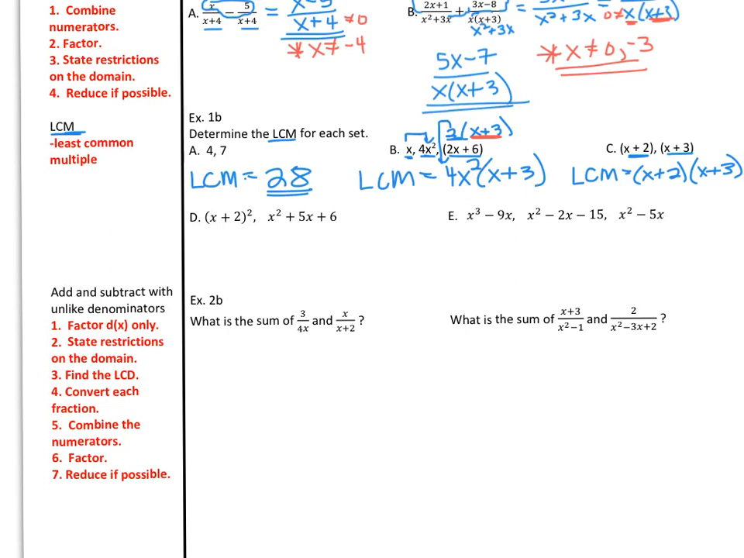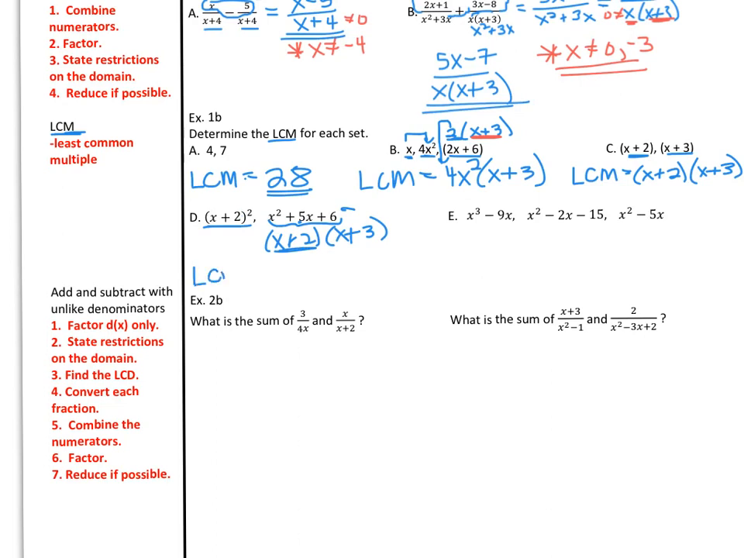x plus 2 squared and x squared plus 5x plus 6. So x plus 2 squared means there are two x plus 2 parentheses. x squared plus 5x plus 6 means we're going to factor. Two numbers that multiply to get 6 but add to get 5 would be x plus 2 and x plus 3. So now for our LCM, in that first term, notice we have x plus 2 twice, but in that second term, we only have it once.